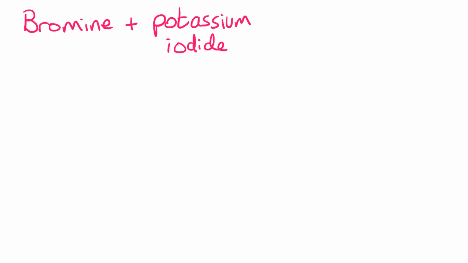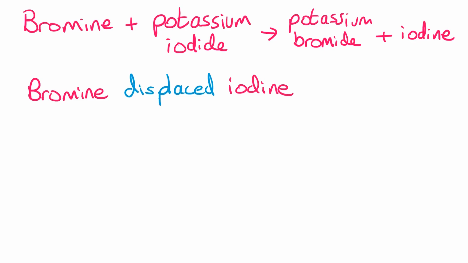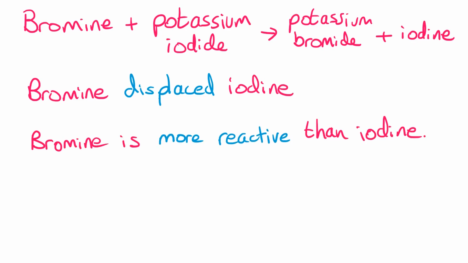Another 2 chemicals that gave us a reaction was bromine and potassium iodide. So that turned into potassium bromide and iodine. Notice how the name of the halogen changes slightly when it's joined to something else, it ends in "ide". So what does this tell us? Well, the bromine has taken the place of iodine, so it's displaced iodine. And that tells us that bromine is more reactive than iodine.